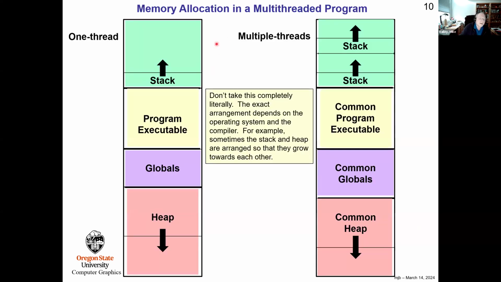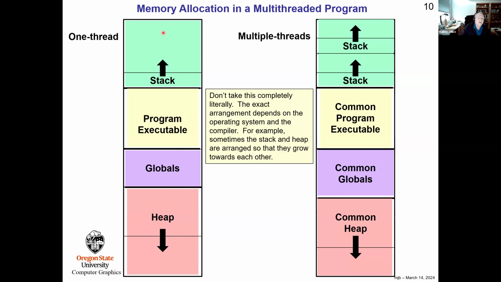In a single threaded program, this is one way that they allocate memory. And don't take this completely literally. Some operating systems do it differently, but the idea is still the same. We have a program executable. This is your machine code. We have global variables, which you've declared ahead of time. And we have the heap, which you've created at runtime. Every time you say malloc in C or new in C++, you create more data storage here. And then we've got the stack. And as the stack grows, it moves in a certain direction.